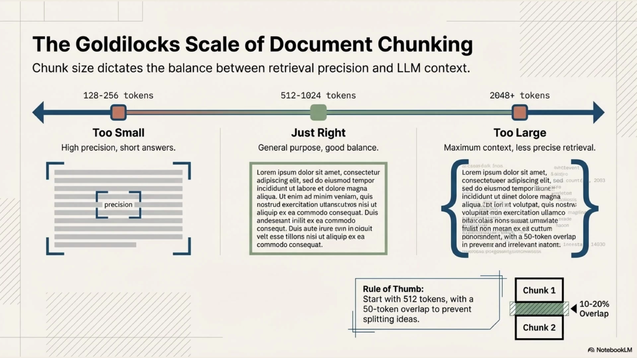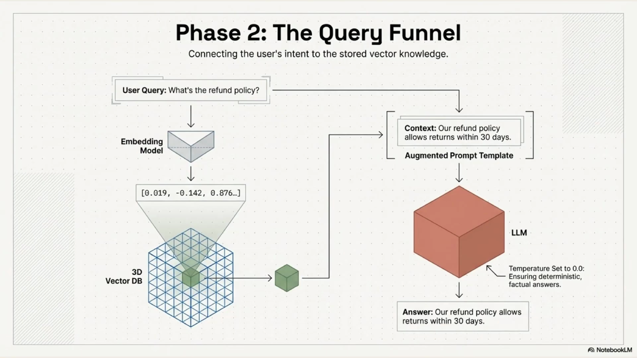Tune from there based on your evaluation results. We've indexed our documents. Now let's talk about what happens when a user actually asks a question. This is phase 2, and this slide calls it the query funnel, connecting the user's intent to the stored vector knowledge. Follow the flow on the left side of this diagram.